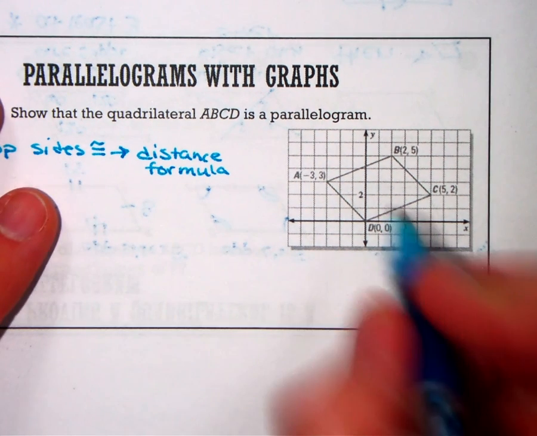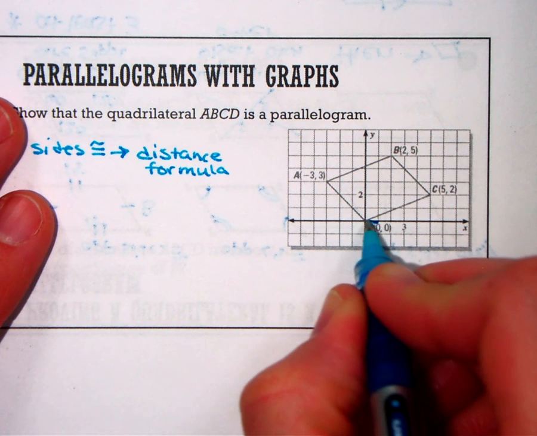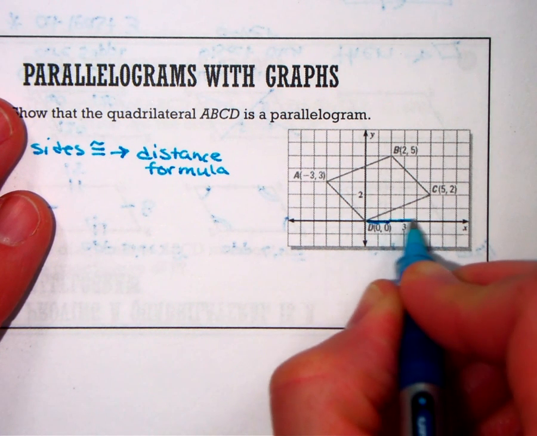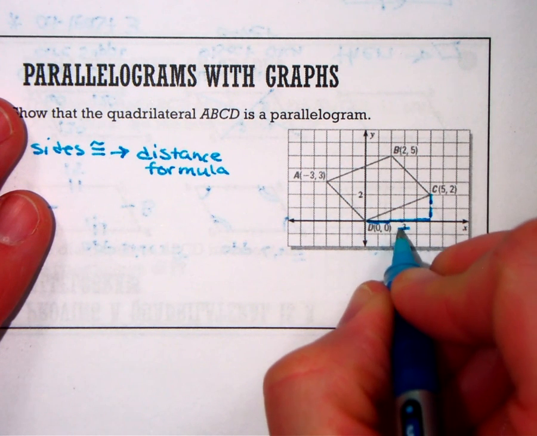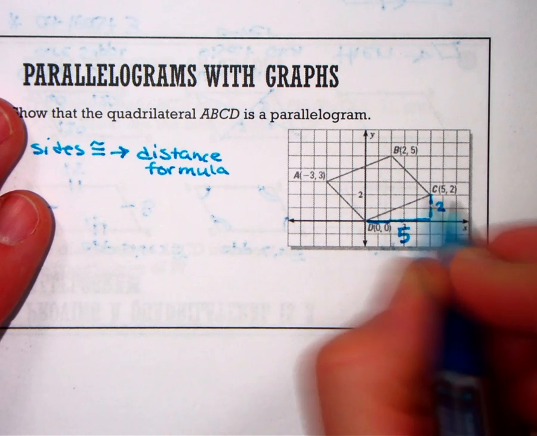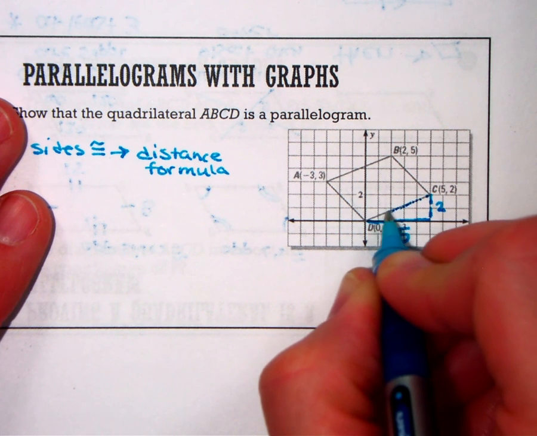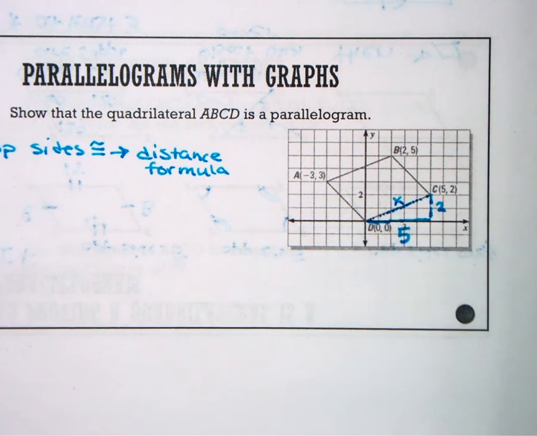So if we were doing the distance, we would just make a right triangle. 1, 2, 3, 4, 5. 1, 2. So this is a 5, 2, and then this is what we're actually looking for, so that would be x. So to do the distance formula, you could really just do a quick Pythagorean theorem with 5 and 2. Okay? And that would give you the distance. So you could do the distance formula 4 times to show that the opposite sides are congruent. That would be one way you could do it.